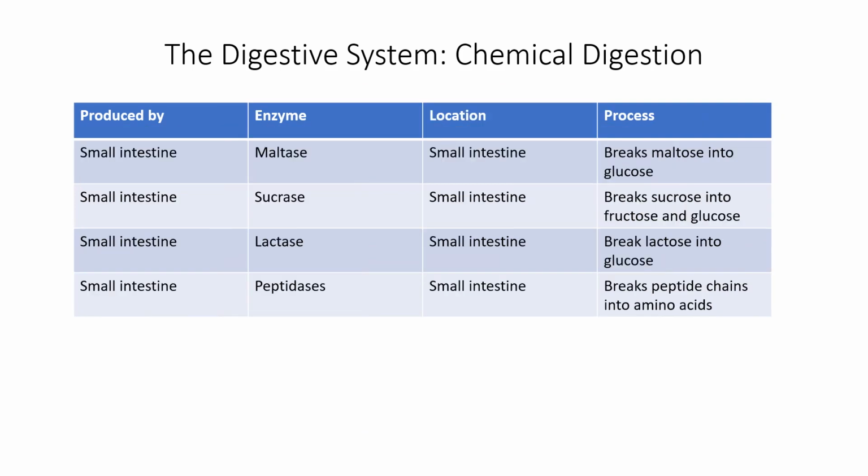Continuing with the chemical digestion. So in the small intestines, you'll have maltase, which will break down maltose into glucose, sucrase, which will break down sucrose into fructose and glucose, lactase, which will break down lactose into glucose, and peptidases, which will break down peptide chains into amino acids. So this is breaking things down into their smallest form, where they'll be absorbed through the small intestines into the blood and to the relevant areas of the body.